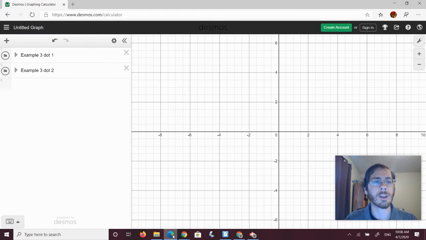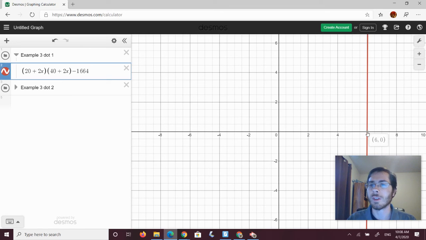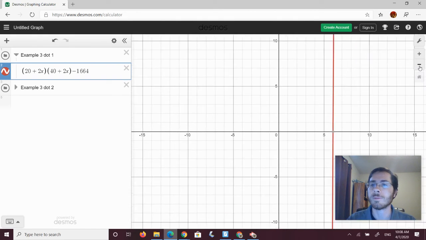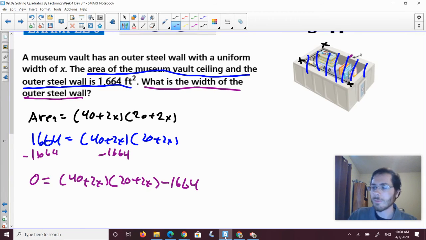So if you want to use your graphing calculator, we can actually plug the equation right into the graphing calculator. Notice I didn't put in the equals 0. You don't need to put in the equals 0 because 0 is going to be the x-axis. So we want to find all the solutions to this equation. Well, it looks like there's one right there at 6, 0. But remember, these could have two solutions. So we got to make sure we find the other one. So let's see. I zoomed out a little bit. There it is. Negative 36 and 6 are my answers. So we got x equals 6, x equals negative 36.